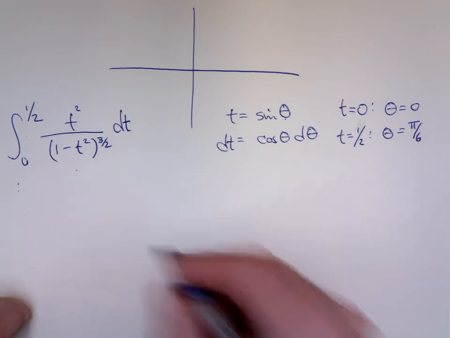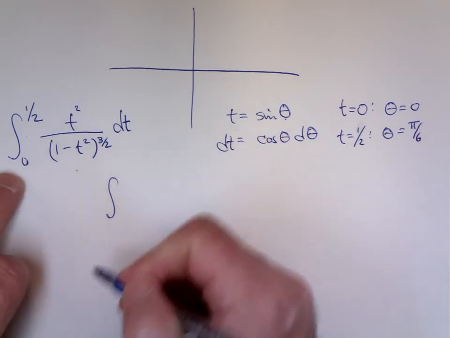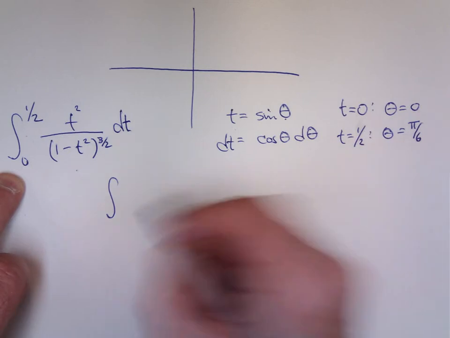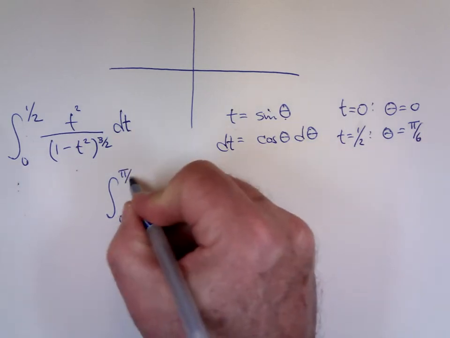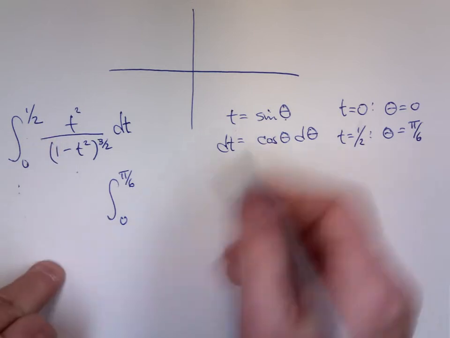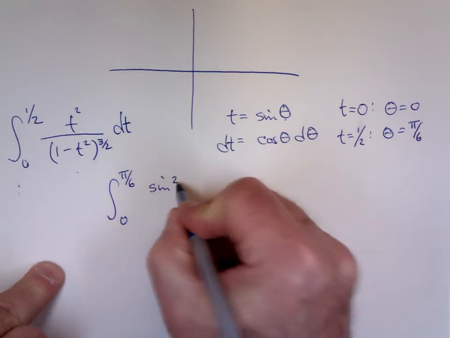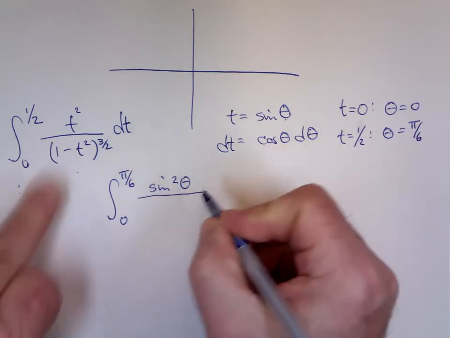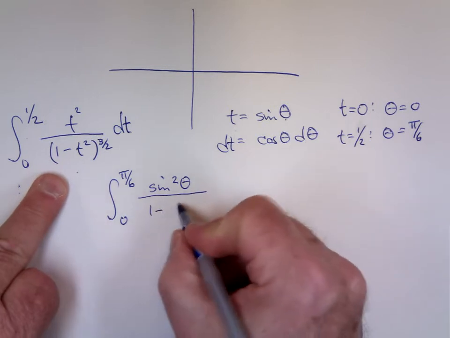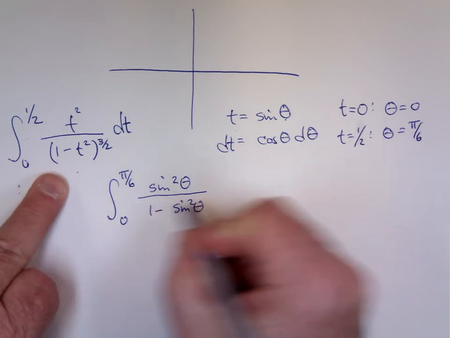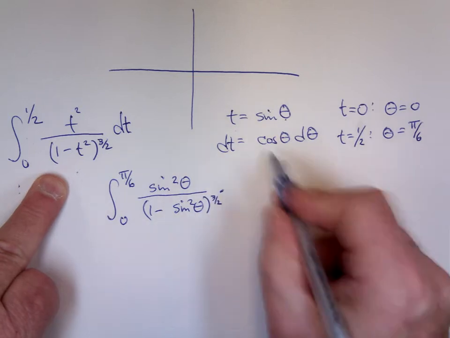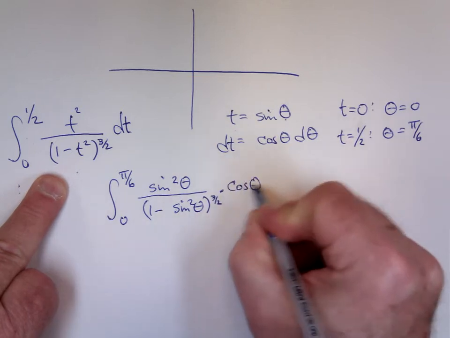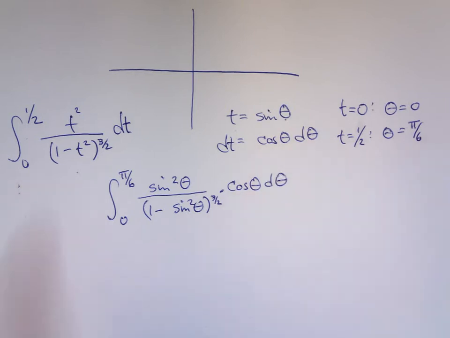Now I'm going to make the substitutions. 0 for t, theta is 0. When t is 1/2, theta is pi over 6. t squared, that's sine squared. 1 minus t squared, that's cosine squared to the 3/2. dt is cosine theta d theta. Okay?